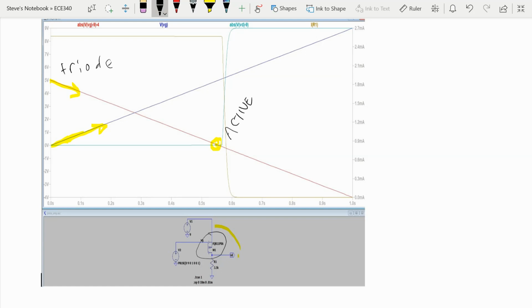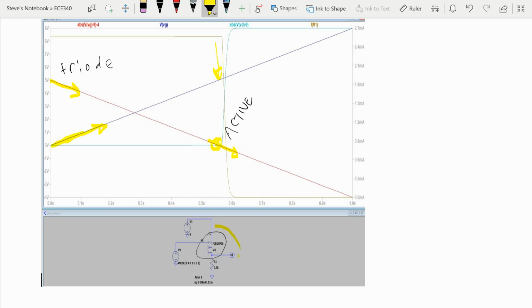When we're in active, you see that the current is directly proportional to my gate to source voltage. As this voltage is moving down, you see that this current is moving down. Now that our current is doing that, it means that my drain to source voltage is going up, and it keeps going up until I hit this point right here.